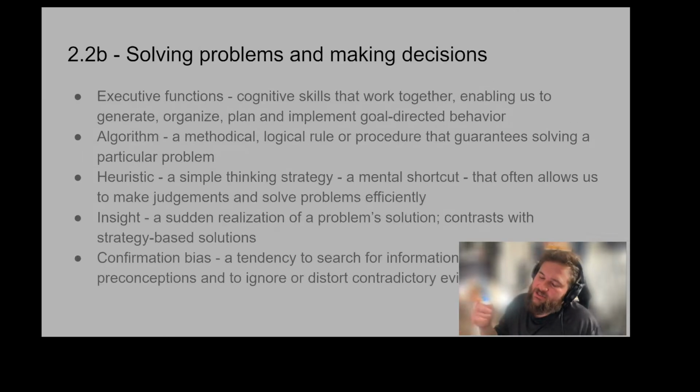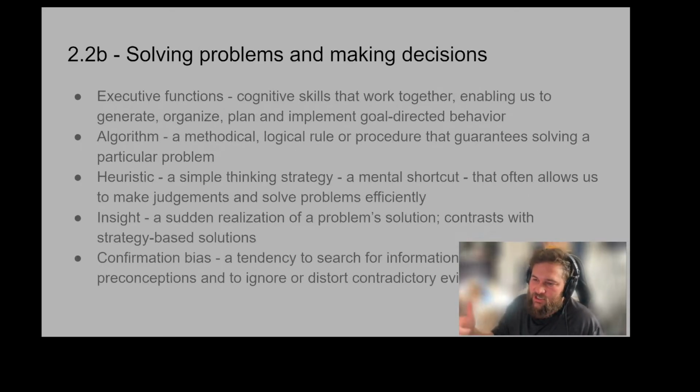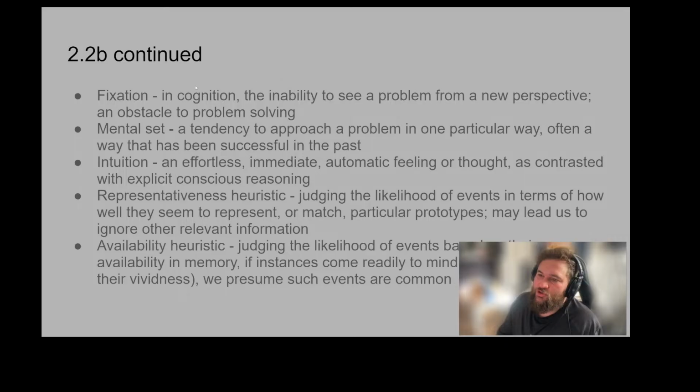Cool. Executive functions. Front part of the brain. What makes you human. Algorithm is steps to solve a problem. You will solve that problem if you go through those steps. Heuristic is a mental shortcut. Insight is sudden realization of a problem solution. Confirmation bias is when you're only looking for stuff to prove yourself right. Fixation is an inability to see a problem from a new perspective.